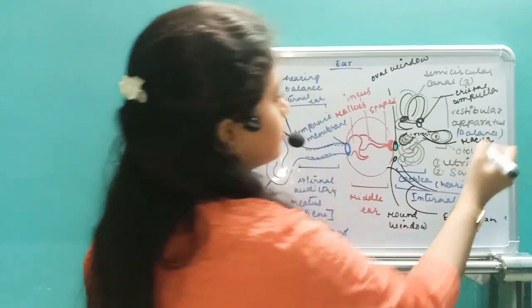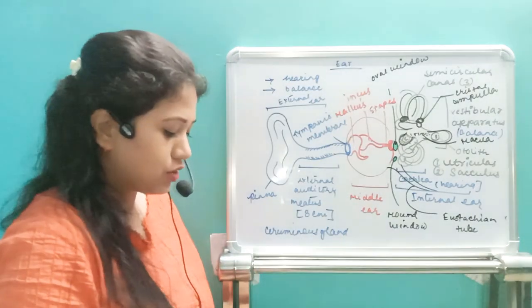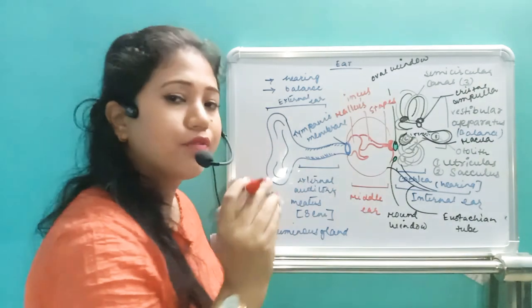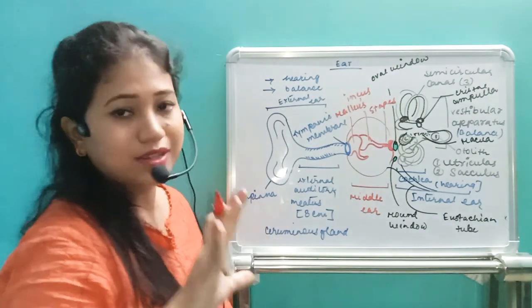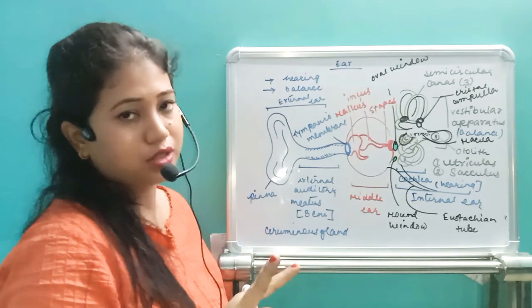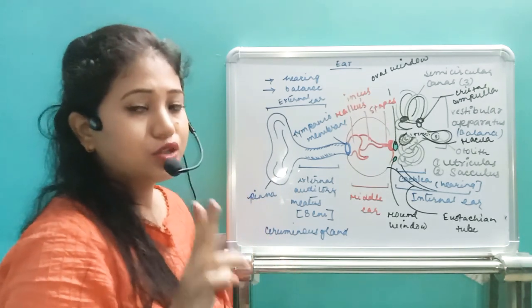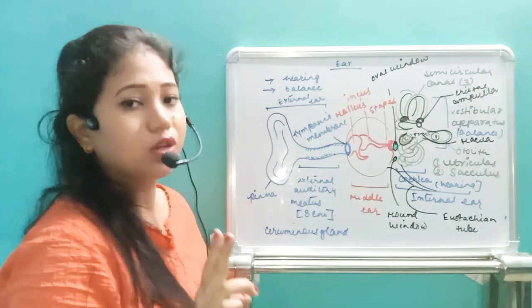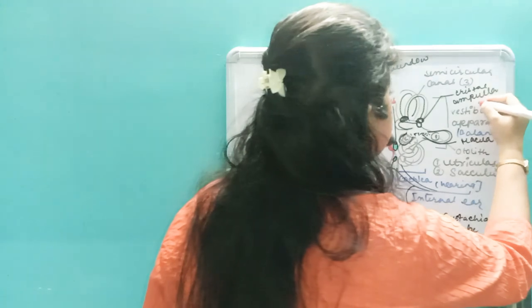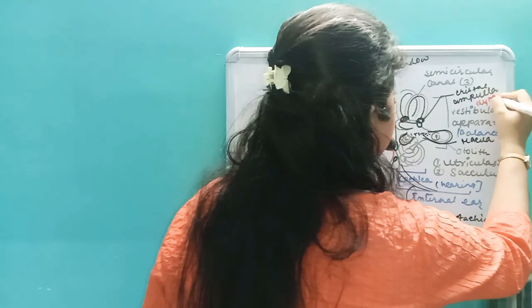So remember, what is the function of macula? It's going to maintain our static balance. So we have two important functions in the vestibular apparatus. We have two parts, semicircular canal and otolith organ. Semicircular canal, towards the base, is going to have a swollen part called the crista ampullaris, which is going to maintain our dynamic balance.